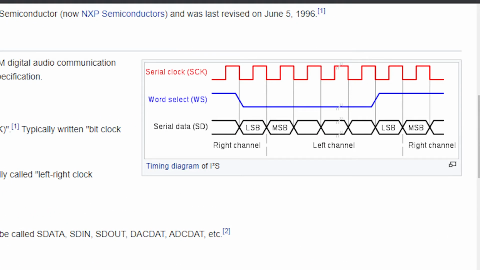One of these acts as a bit clock to synchronize the individual bits of data. One of them acts as a left-right channel clock, which specifies whether the data being sent is actually for the left speaker or for the right speaker. And the final one is a data wire, which sends the actual digital data.